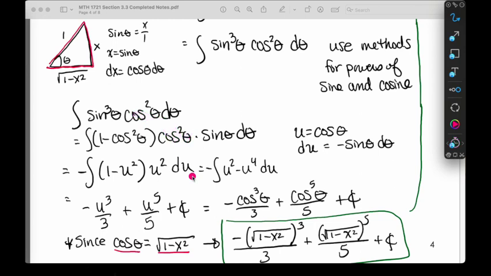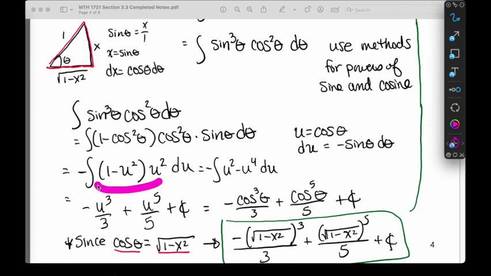Now, according to our method from the previous section, when sine is 3 and cosine is 2, we let u be cosine, so du is minus sine theta d theta. So anywhere I see a cosine, I'm going to replace it with u. So this becomes 1 minus u squared. This becomes u squared. And then I can replace sine theta d theta with a negative du. So that's this negative and this du.